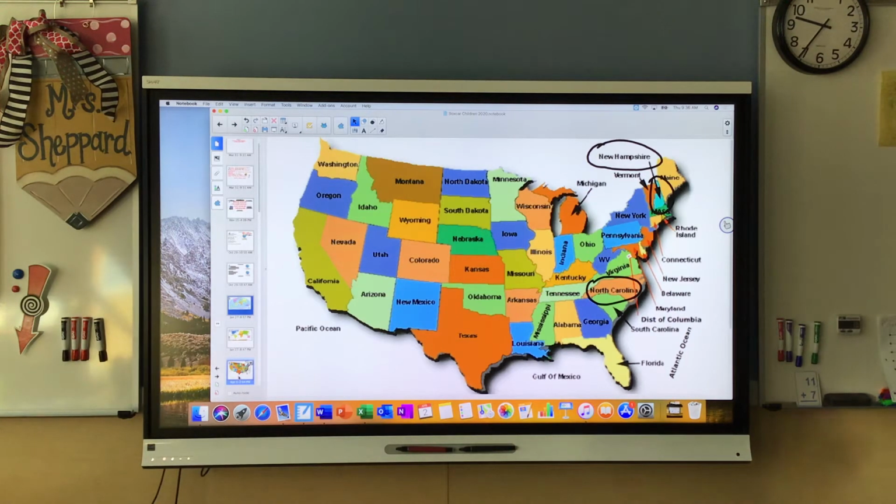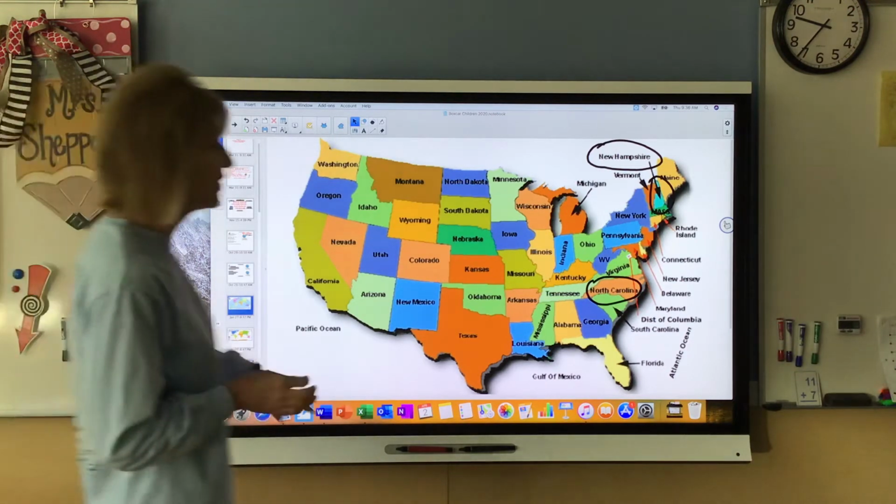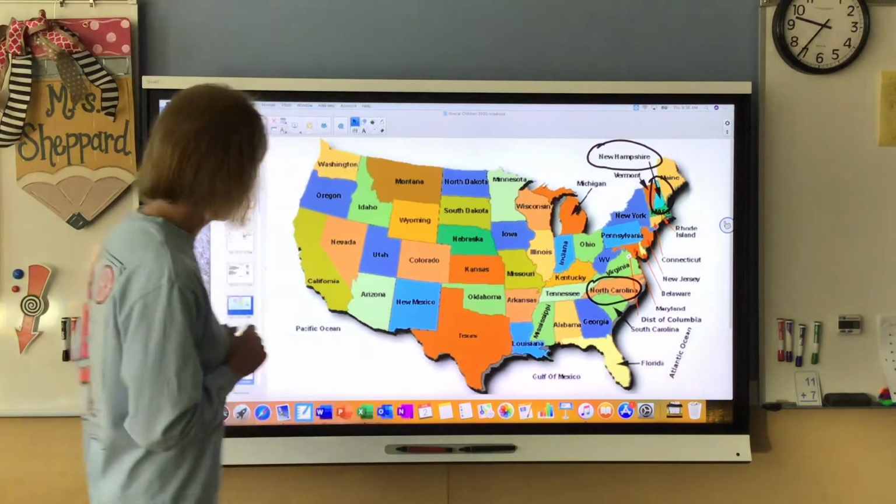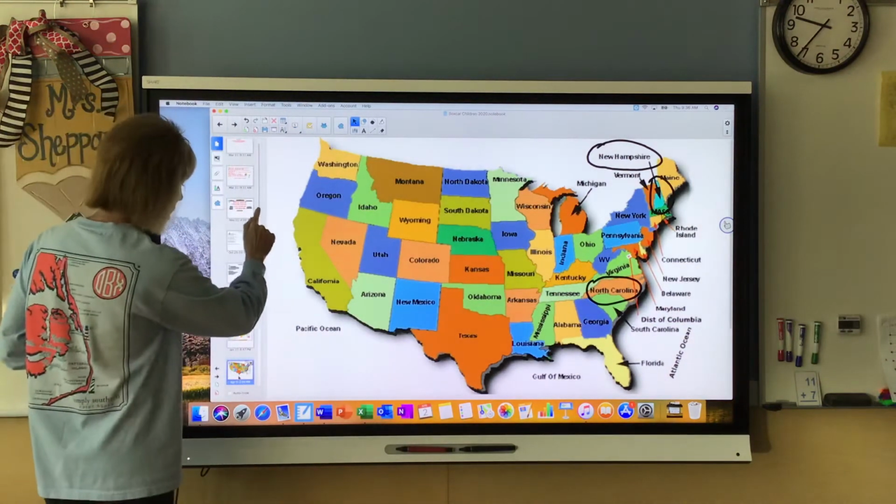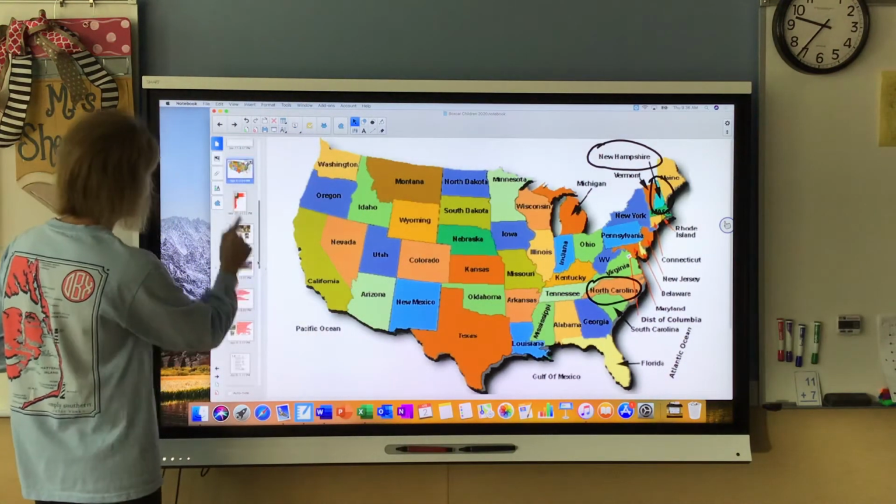That goes along with that money book that I sent home a couple of weeks ago, where you can be working on those state quarters. So that might be a challenge for some of you if you have a little extra time and you need some extra little things to do at home. You could be working on those 50 states in the United States of America. We know our state is North Carolina, and that's where it is located on the map.